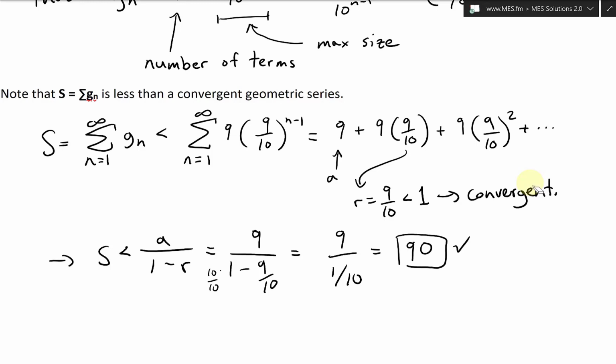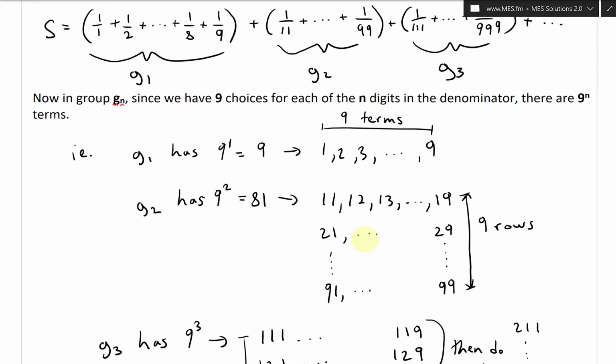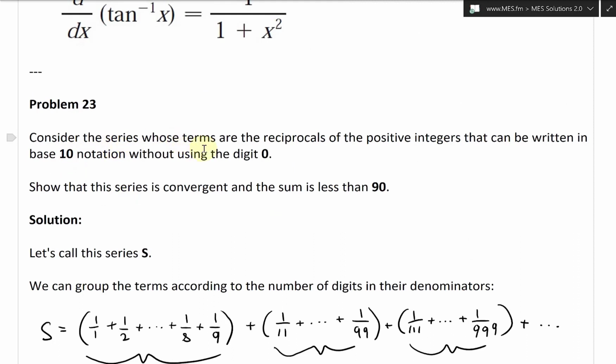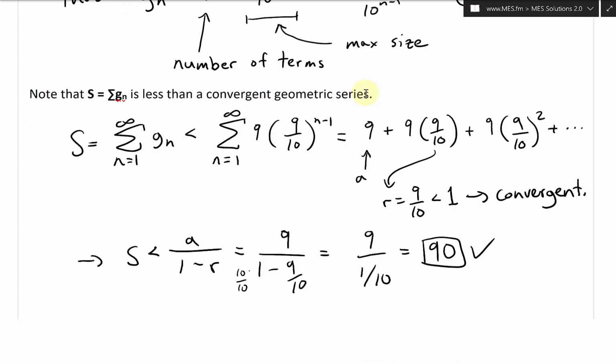And this is exactly what we were asked to show, that the sum is less than 90. I'll put a check mark there and review that again. Going all the way back up, we were asked to show that the series of the reciprocals of positive integers that exclude the digit 0 in base 10 notation is convergent and the sum is less than 90. So it's convergent and less than 90, which is quite fascinating.